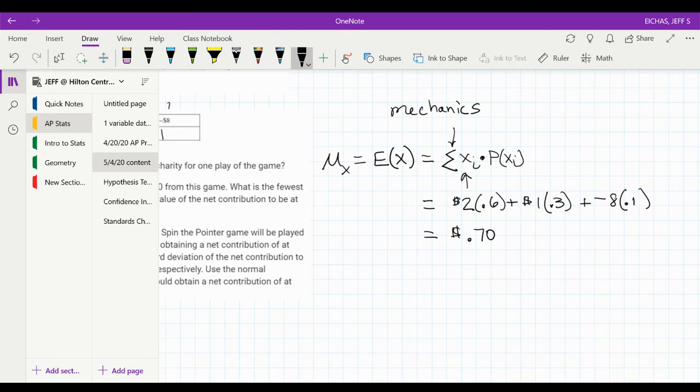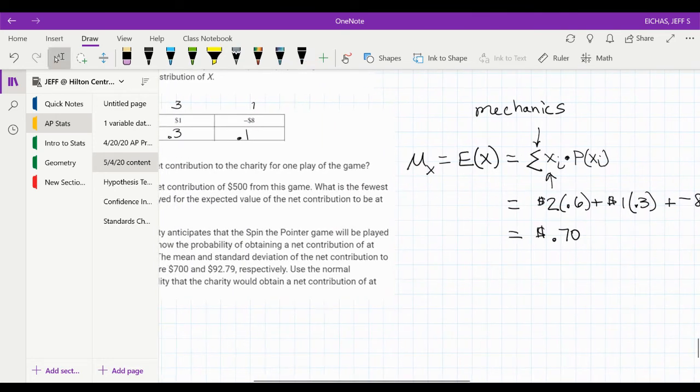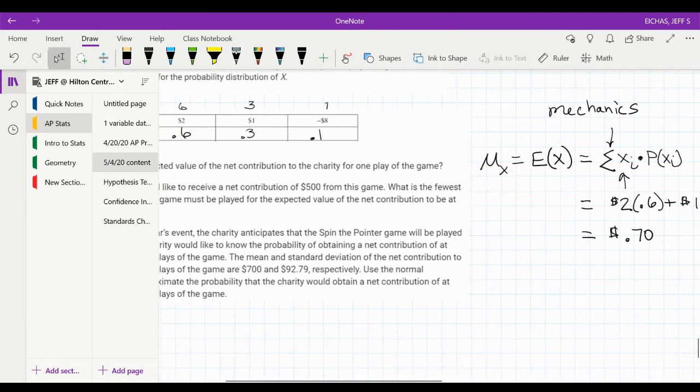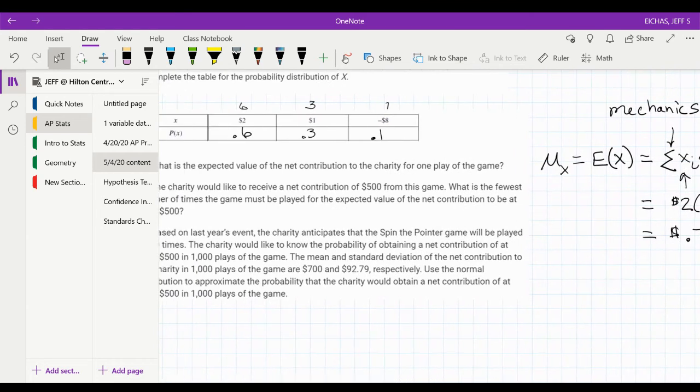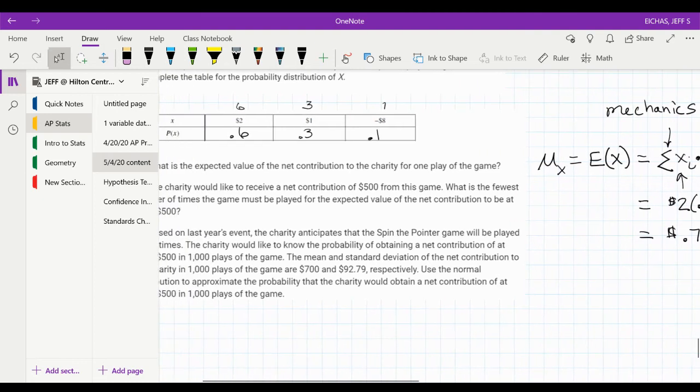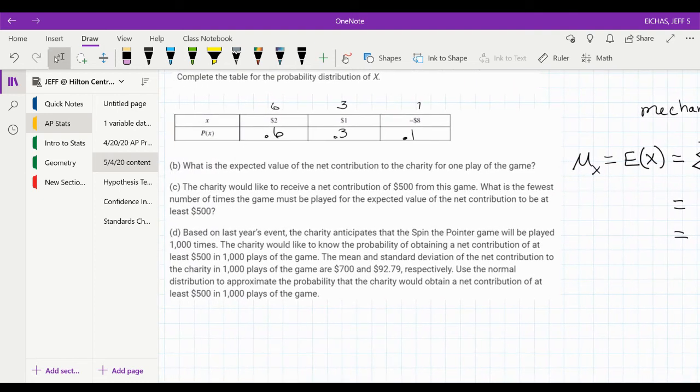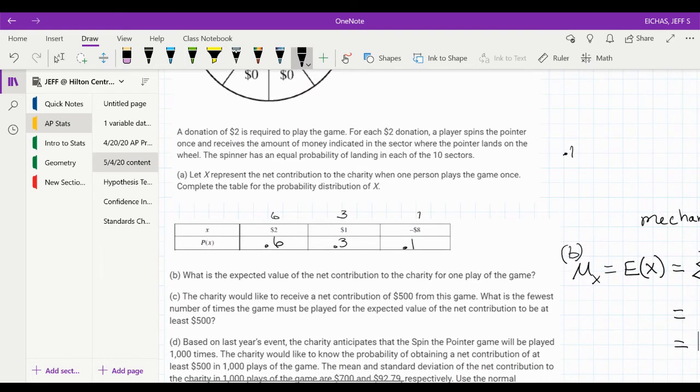Now that is for one single event. Even though you can't get 70 cents, the charity can never get 70 cents from one single trial of this. But in the long run, they're going to average 70 cents per spin. Okay, that's the idea of this expected value. In the long run, what can you expect? Okay, so now the charity, is A really that easy?